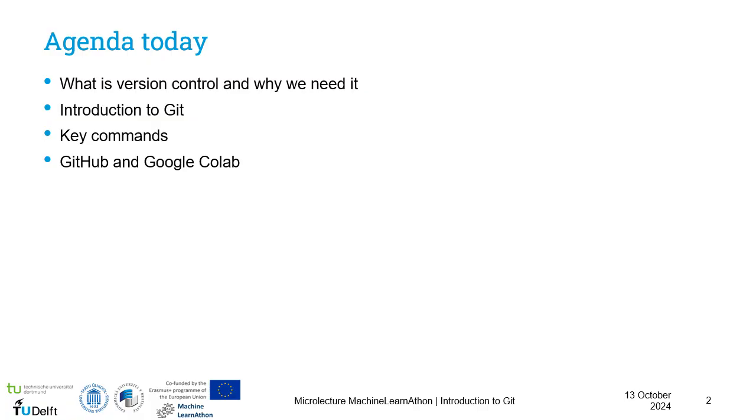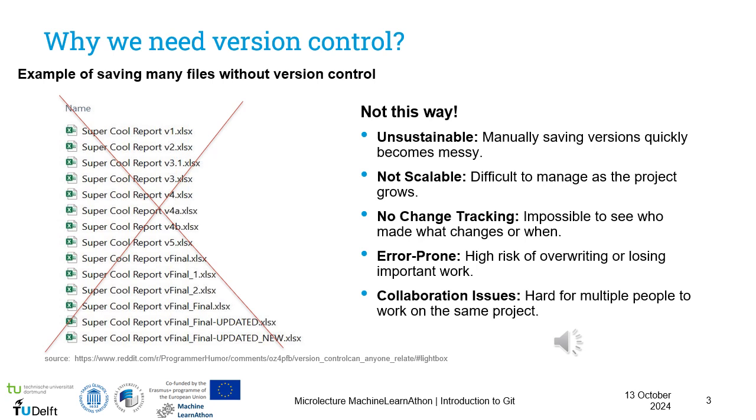So what is planned for today? Firstly, we will explain what is version control and why we need it. Next, I will introduce you to Git, which is a form of version control. We will cover key Git commands, and in the end, we will talk about how we can connect GitHub and Google Colab.